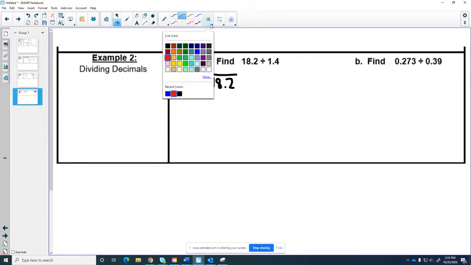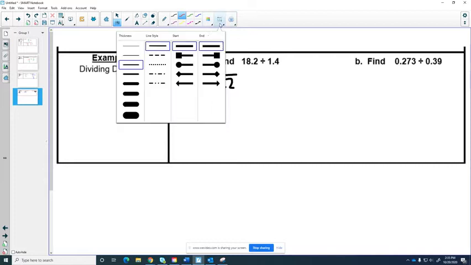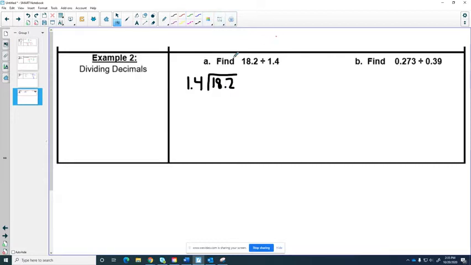Now, the first thing we have to do when we're dividing decimals is turn the divisor into a whole number. So we have to turn this 1 and 4/10 into 14. And how we do that is we multiply it by a power of 10, or move the decimal over one spot to the right. So after we multiply it by 1 power of 10, we're going to move the decimal. And whatever we do to the divisor, we have to also do to the dividend. So the decimal will move to there.